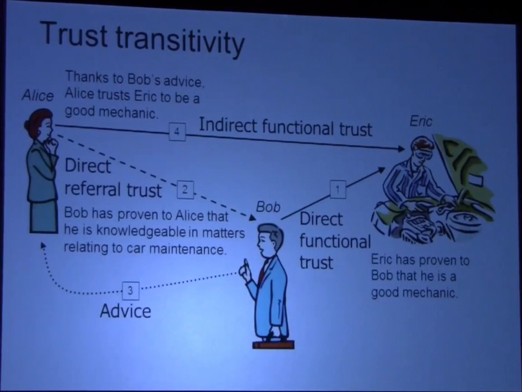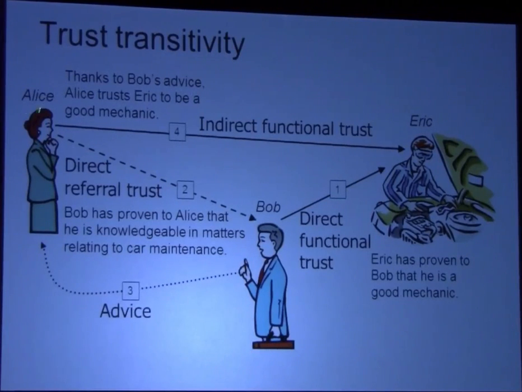Alice's trust in Bob might be direct because she has actually seen Bob's car and she knows Bob, so she has direct experience about Bob and his car. But Bob is not going to fix the car. He will only refer to somebody else. So therefore this is referral trust. It's not functional trust.